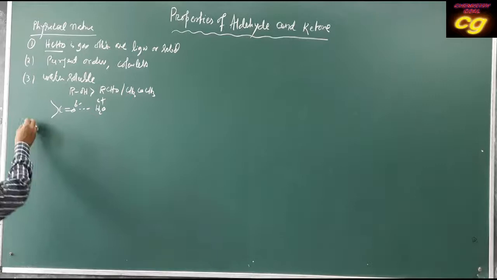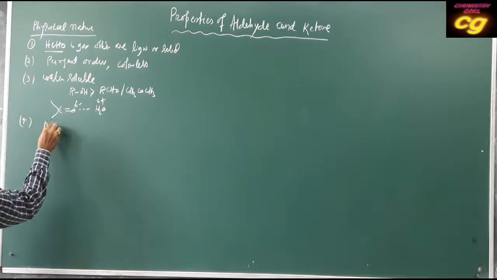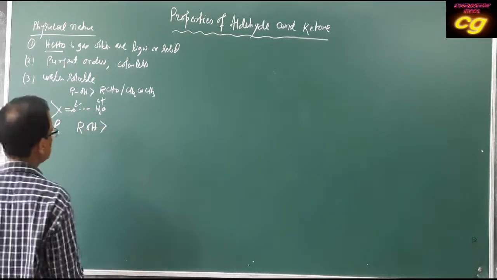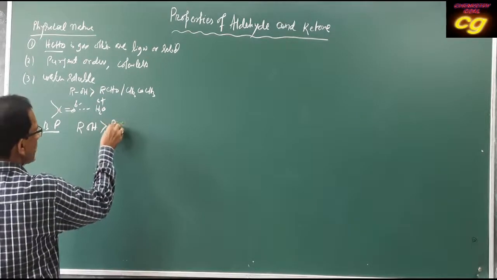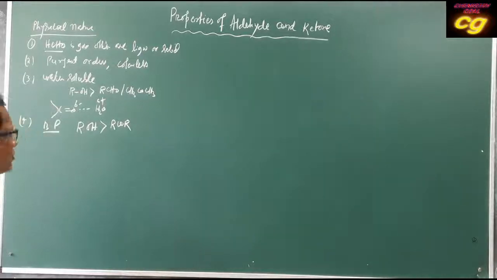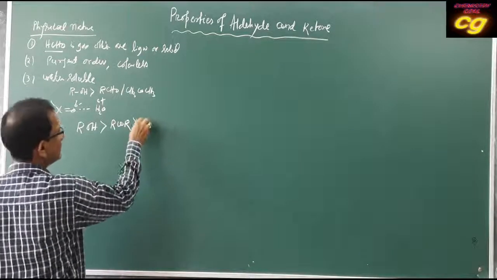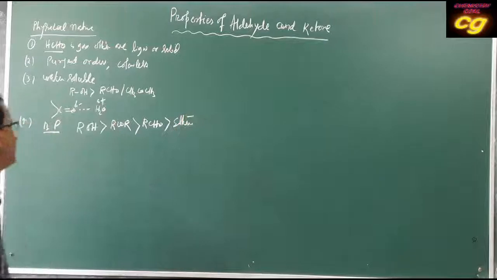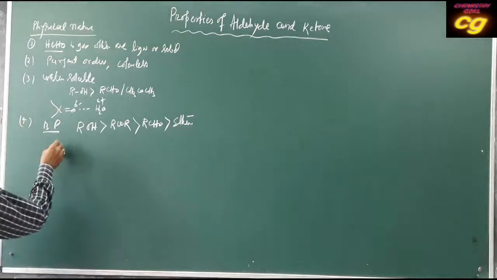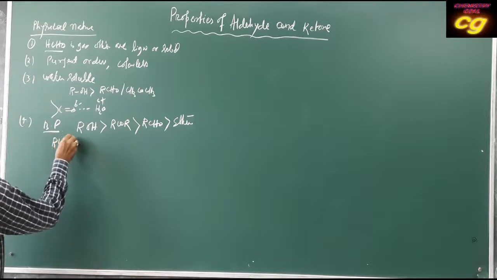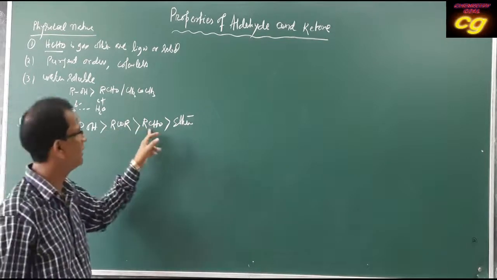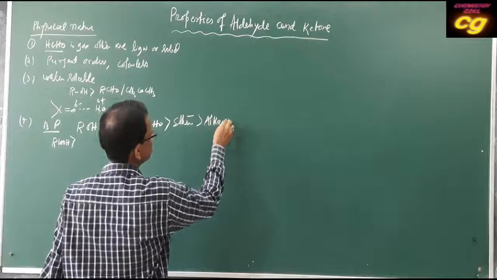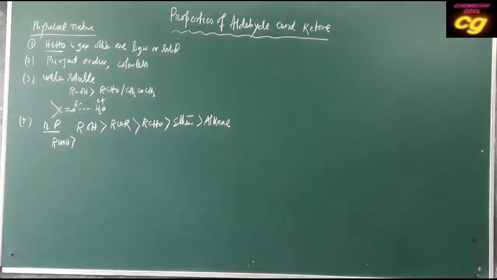Now let us discuss the boiling point. The boiling point order is: alcohol greater than ketone, or compounds having the same homologous group, then aldehyde, then ether. If you include acid, acid will come first, then alcohol, ketone, aldehyde, ether. This is the order of boiling point, then alkane. So this is the important comparison of boiling point.